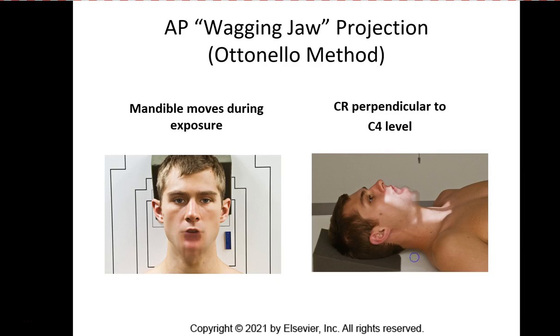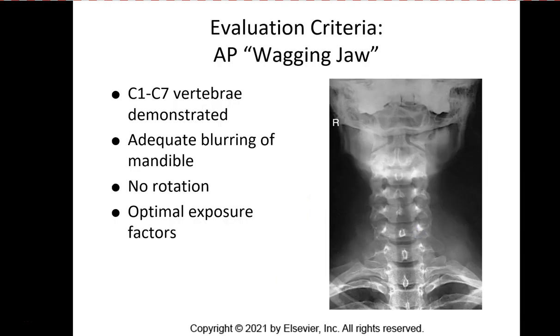So let's take a look at an example here. So here is an AP wagging jaw. Look at how nicely you can see the dens and the zygapophyseal joints. Now, I would argue the base of the skull here is covering the tip of the dens, so it's not ideal. But again, this is an alternative if you're struggling to capture this C1, C2 area in another X-ray.